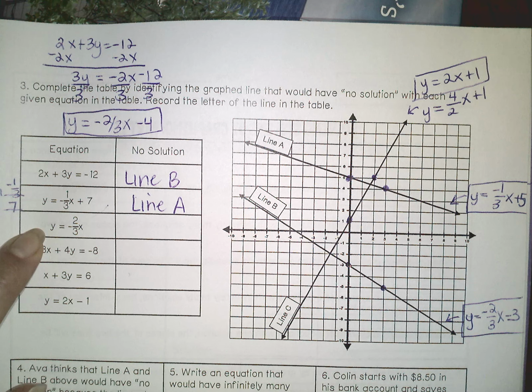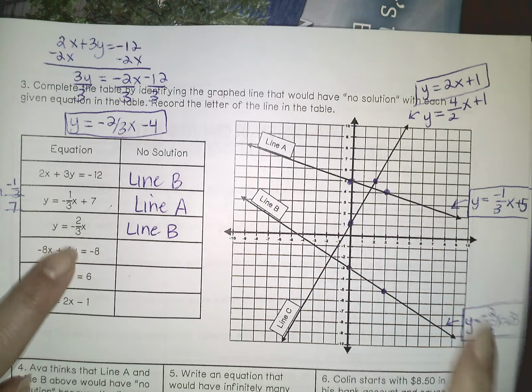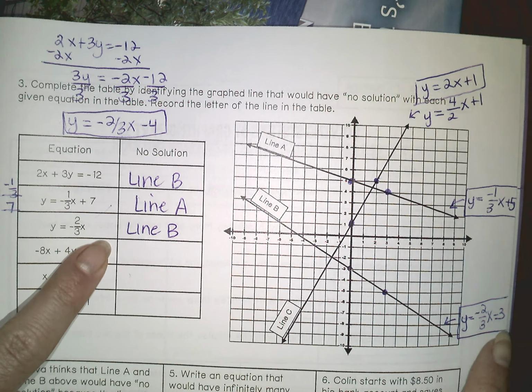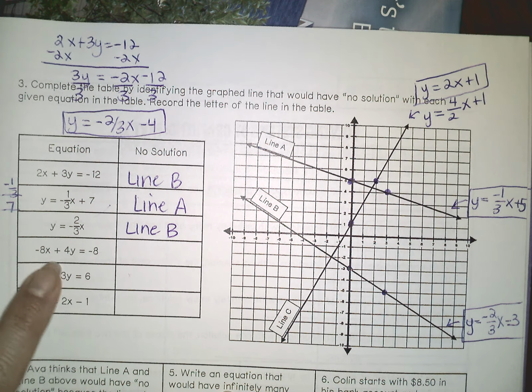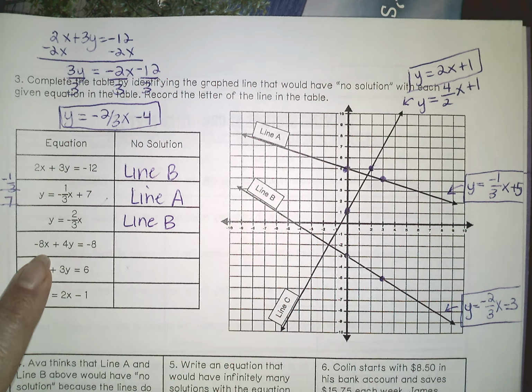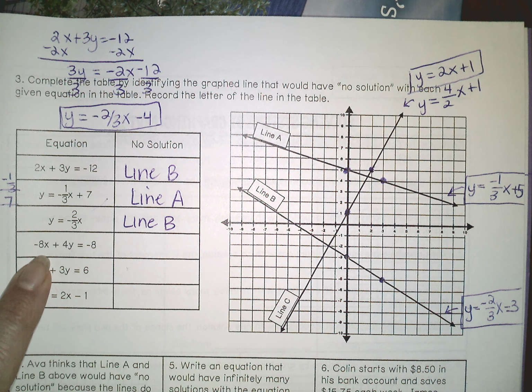Okay, I'm going to have you guys try. Okay, this one is also going to be line B because they have the same slope, but they have different y-intercepts. This y-intercept is 0. This one is -3.